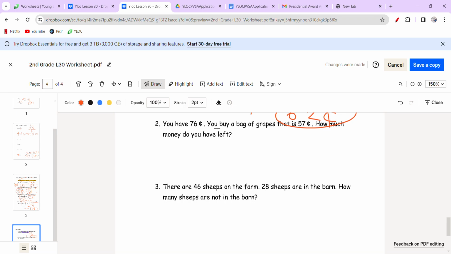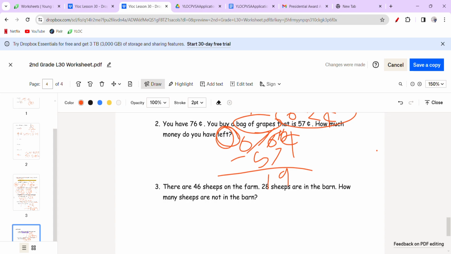You have 76 cents. You buy a bag of grapes that is 57. How much money do you have left? Okay, left symbolizes subtraction. So then you start off with 76 cents. You buy a bag of grapes that is equivalent to 57 cents. Minus 57 from here. And so you borrow, because you cannot do 6 minus 7. So you would borrow, and 6 will turn into 16. 16 minus 7 is 9. 6 minus 5 is 1. So your total answer would be 19 cents.